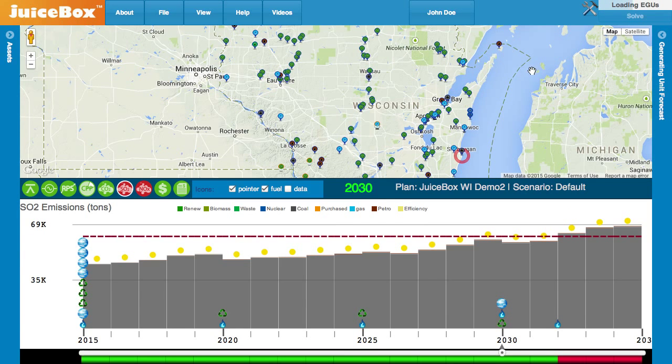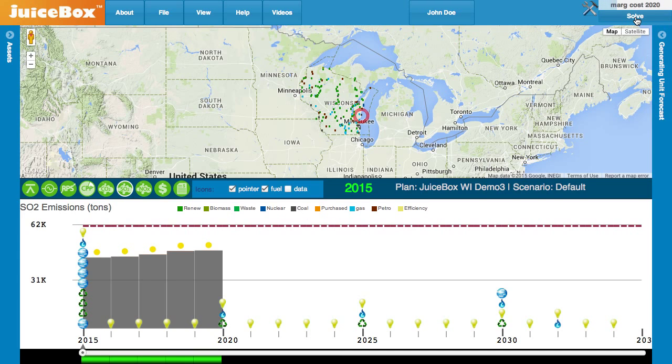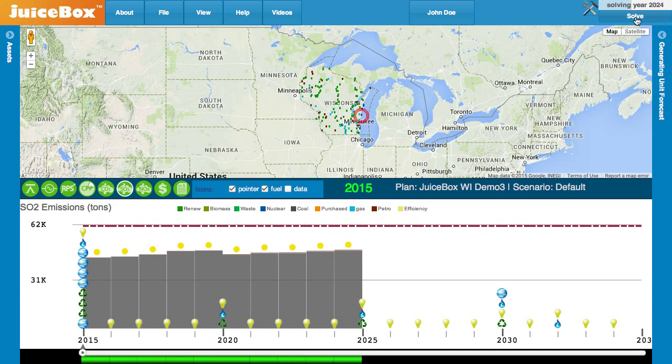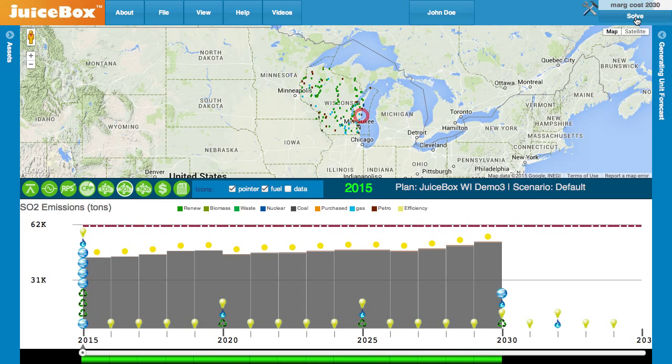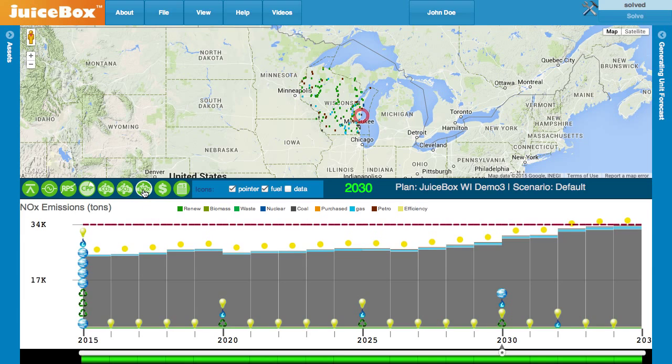Energy efficiency programs reduce the demand for electricity by replacing older, less efficient equipment with newer, higher efficiency equipment. The resulting reduction in energy demand means that power plants are operating less and emitting less. In this example, both sulfur dioxide and nitrogen oxide emissions were reduced below their targets.